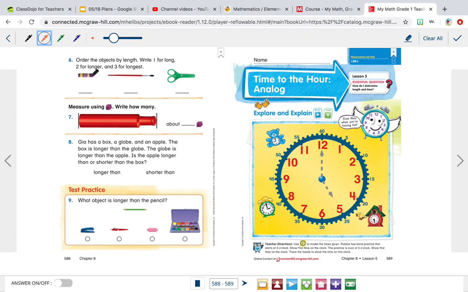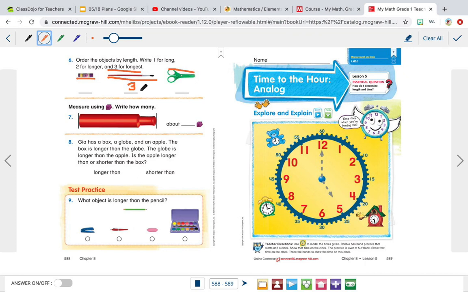I think it's the paintbrush because look at this one. Look how long the paintbrush line is, and this one. So I think that the paintbrush is the longest, and it says 3 for longest, so I'm going to do 3. 2 is for longer, and 1 is for long. Well, 3 is, the paintbrush is longest.